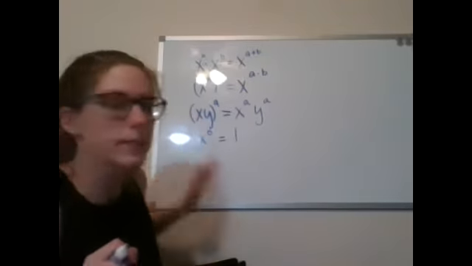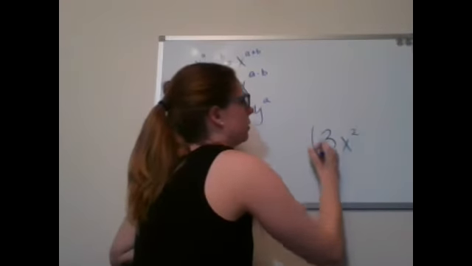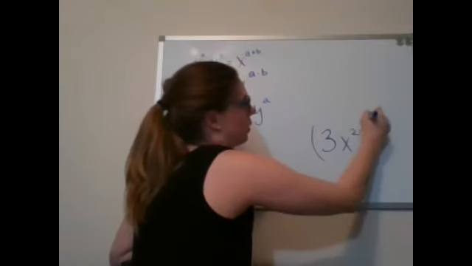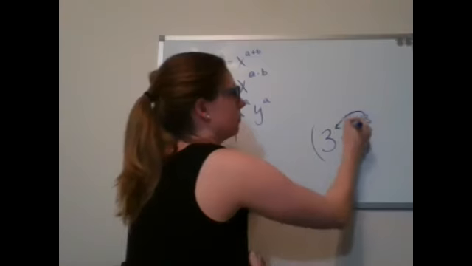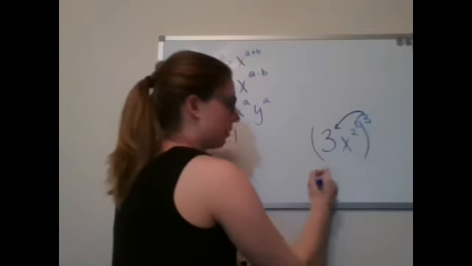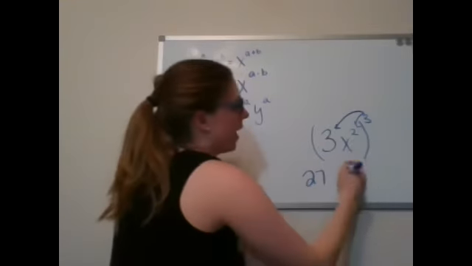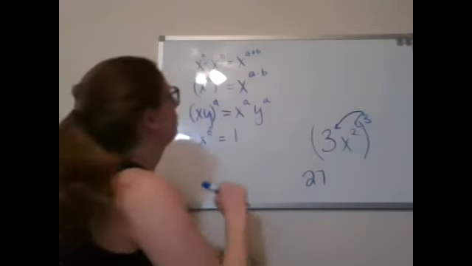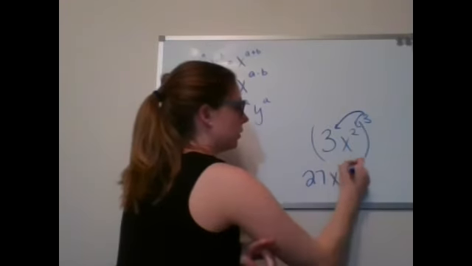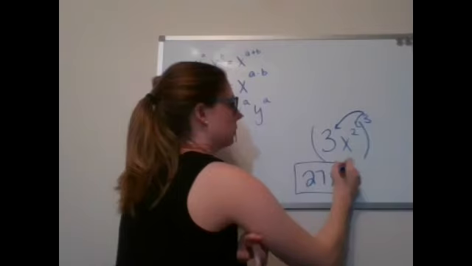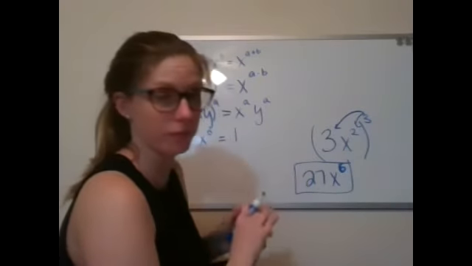If you have anything inside of that, so let's say we have 3x squared in parentheses to the third power. That third power goes to everything in here. So it goes to the 3 and it goes to this. So 3 to the third power is 3 times 3 times 3, which is 27. Then we have x squared to the third. That's power to a power, so we're going to multiply those. So that would be x to the 2 times 3, which is 6. Make sure whenever you're using that one, you put it to everything in there.